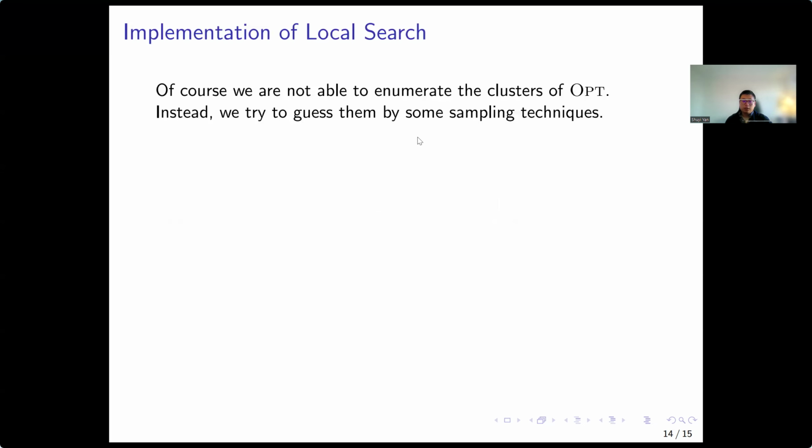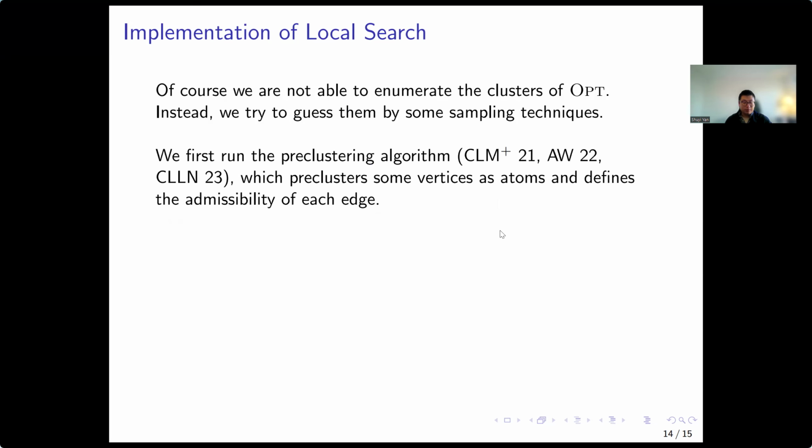Okay. Then let's look at the implementation of local search, because we just assumed that we can enumerate the clusters of opt, but of course we cannot. So instead, we are trying to guess the optimal clusters by some sampling techniques. Here I will roughly explain what we did. We first run the pre-clustering algorithm, which is a constant approximation algorithm in the sublinear model, and it can also be implemented in an MPC or streaming model.